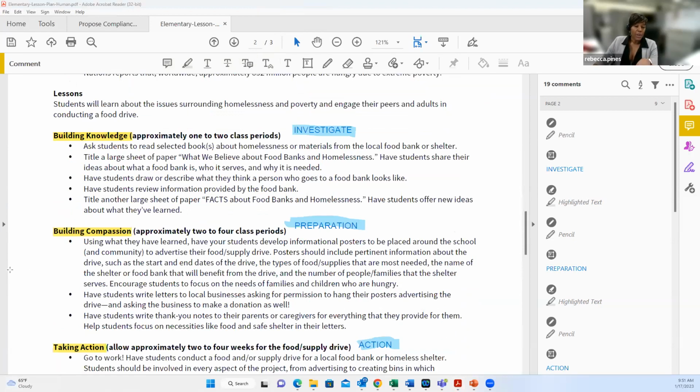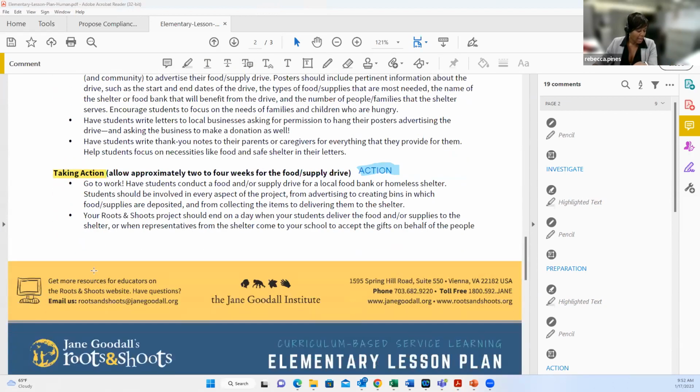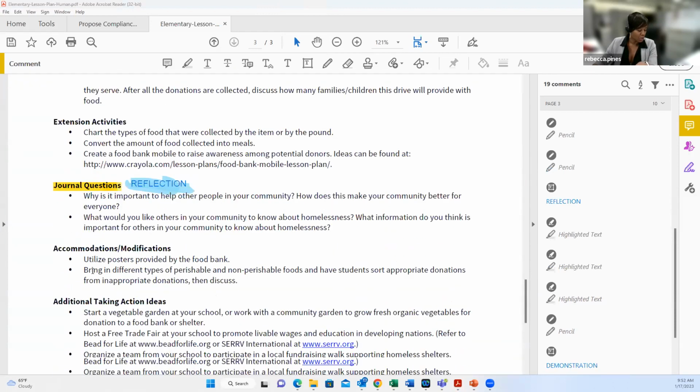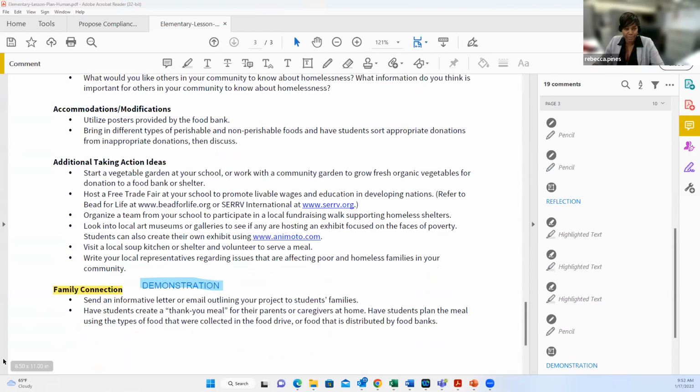Now, if you notice, what I did was I went through this particular lesson and we had the information. The blue highlights are those components located within your RFA that tell you you have to do the investigation, the preparation, actions, reflection, and you have to show some type of demonstration or celebration.